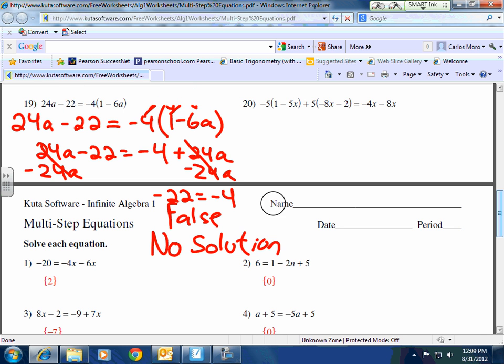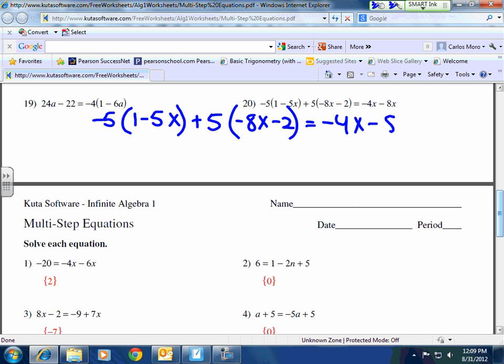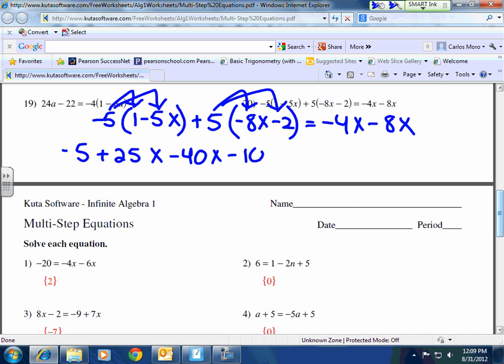Last but not least, this one's good because it's got everything combined. I've got negative 5 times parentheses 1 minus 5x, plus 5 times parentheses negative 8x minus 2, equals negative 4x minus 8x. All right, first step, complete all distributive property. So I'm going to distribute this negative 5, and I'm going to distribute this positive 5. So I'm going to get negative 5 plus 25x minus 40x minus 10 equals negative 4x minus 8x.